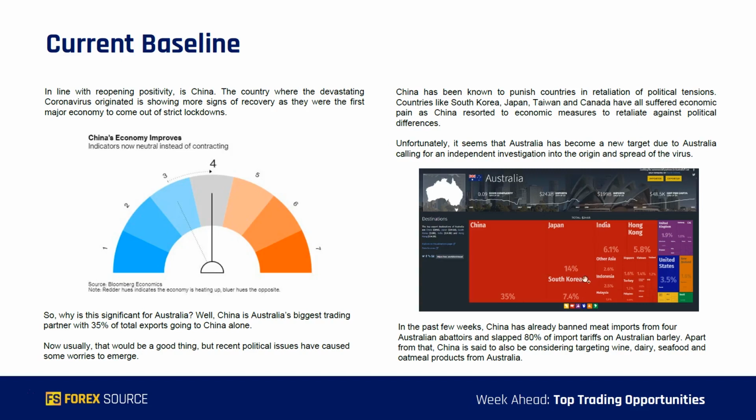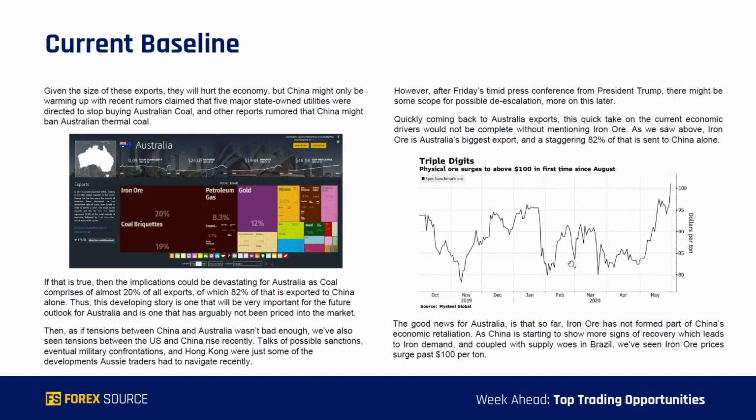Now, in the past few weeks alone, China has already banned meat imports from 4 important Australian abattoirs and also slapped 80% of import tariffs on Australian barley. Apart from that, China has also said to be considering targeting Australian wine, dairy, seafood, and oatmeal products as well. Now, given the size of these exports, they will of course hurt the economy, but China might only be warming up with these type of products, as there were rumors claiming that 5 major state-owned Chinese utilities were directed to stop buying Australian coal, and other rumors that China might be banning Australian thermal coal.